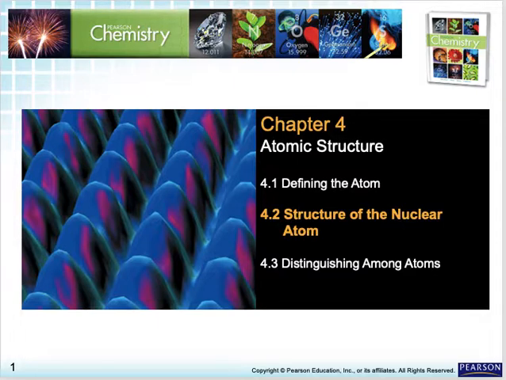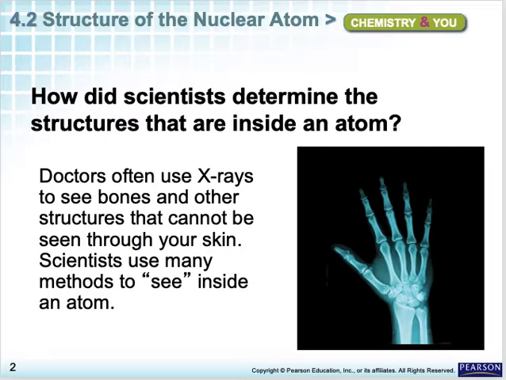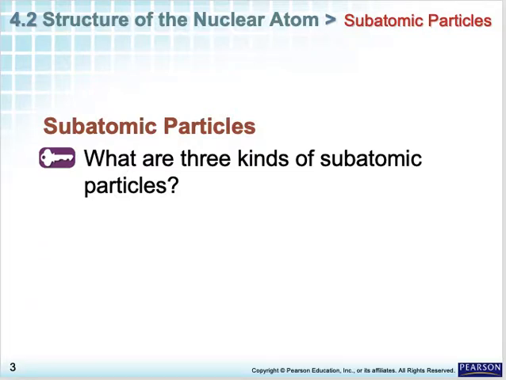Section 4.2, Structure of the Nuclear Atom. If we want to look at the bones inside of a hand or our teeth, we can use an X-ray. We don't have that ability with atoms, and so we have to use various experiments to determine the structure of the atom. So, we should know the three types or kinds of subatomic particles.